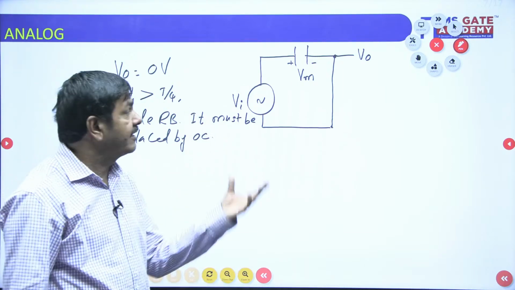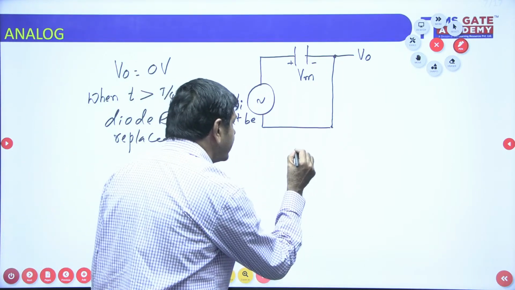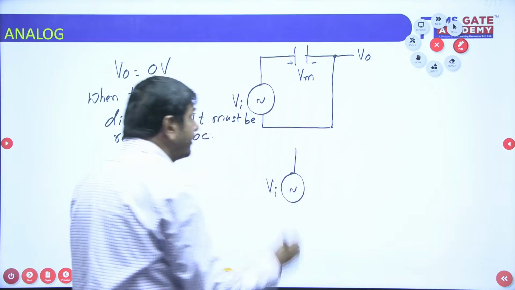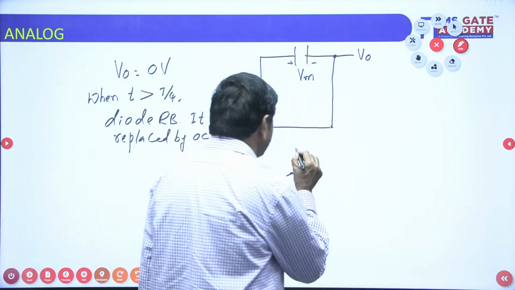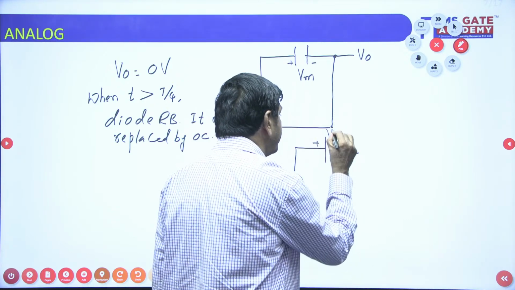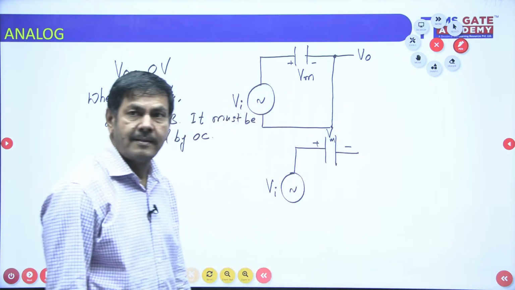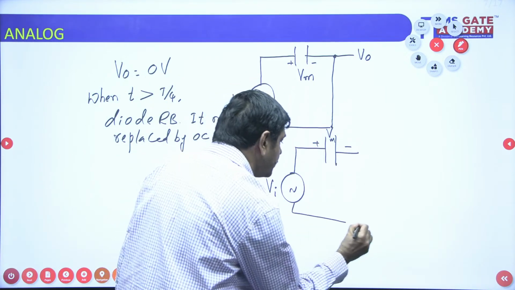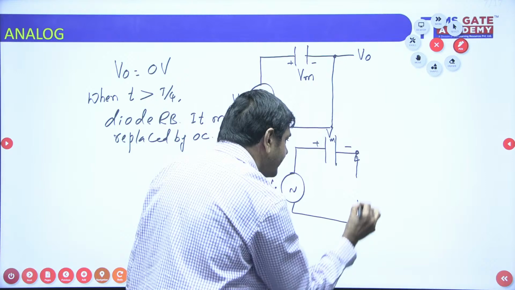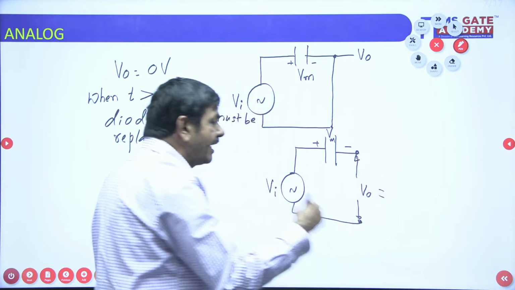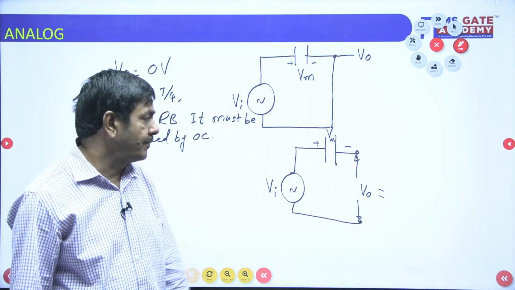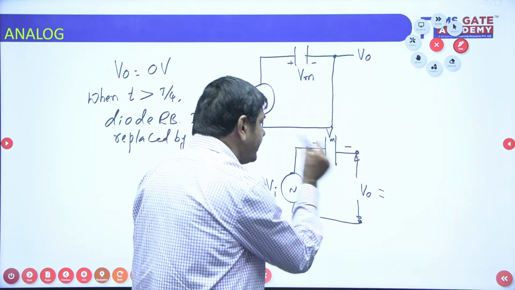At the time, how can we draw this network? We have the source Vi. There is a capacitor. Already this capacitor is charged with the maximum voltage, Vm. The capacitor is replaced by an open circuit, but I want to find this voltage. This is V0. Based upon this V0, I can draw the shape of the output waveform when t is greater than T by 4. V0 is nothing but Vi minus Vm.